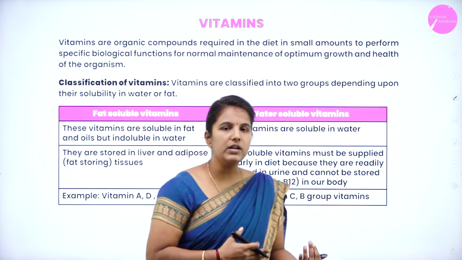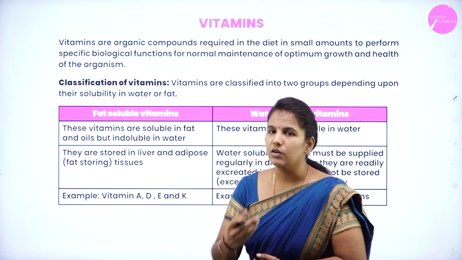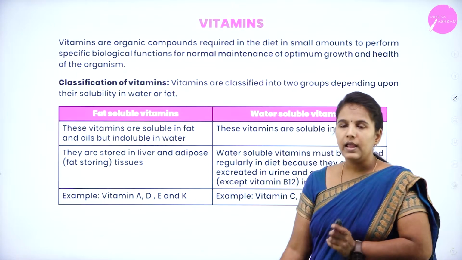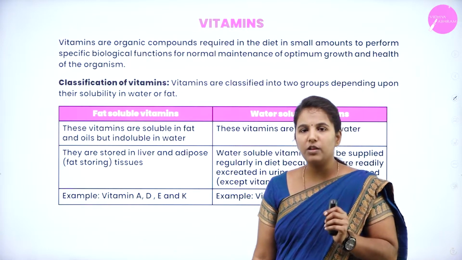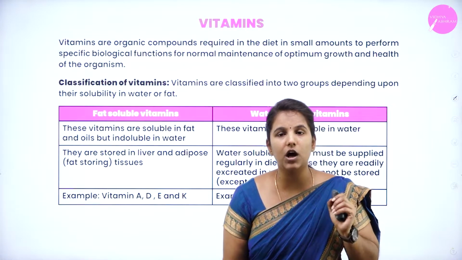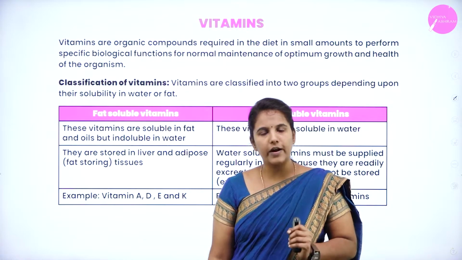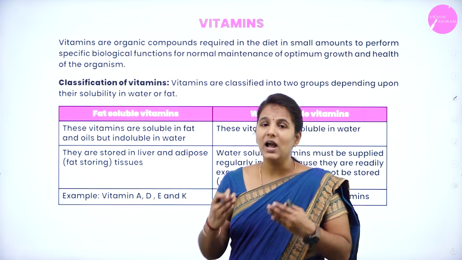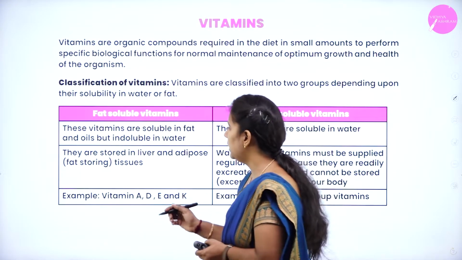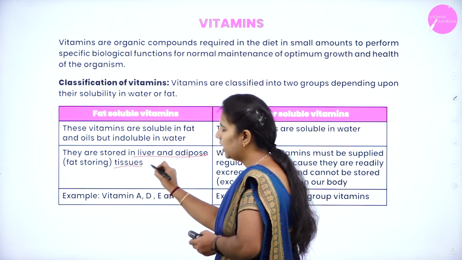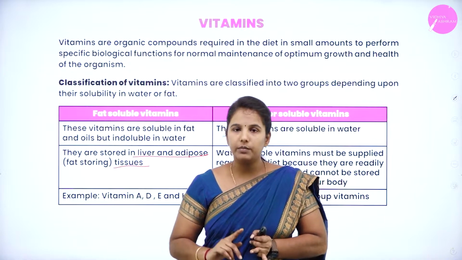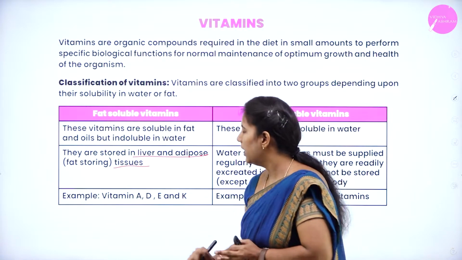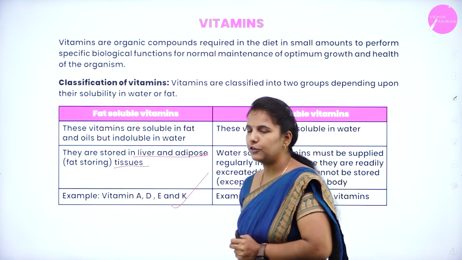One is fat-soluble vitamins, another is water-soluble vitamins. Fat-soluble vitamins are soluble in fat as well as in oil, and this kind of vitamin is stored in adipose tissue or in the liver. Vitamin A, vitamin K and vitamin D are the best examples of this.